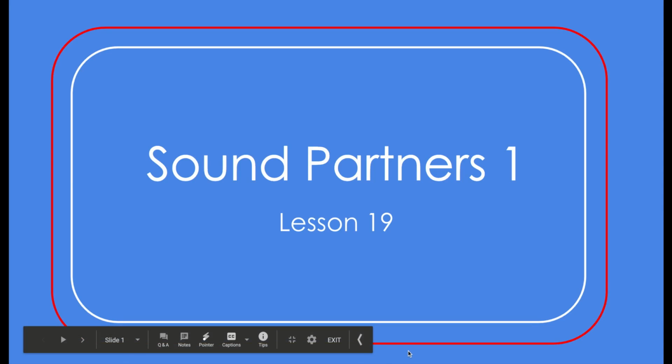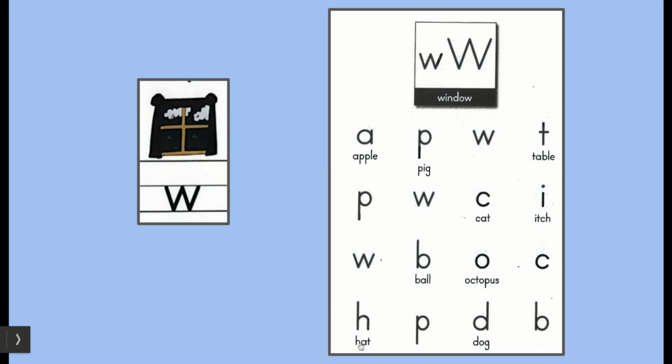Sound Partners 1, Lesson 19. Today we're going to learn a new sound, the sound W, like window, made by the letter W. Let's practice that sound. W, W, W, window.